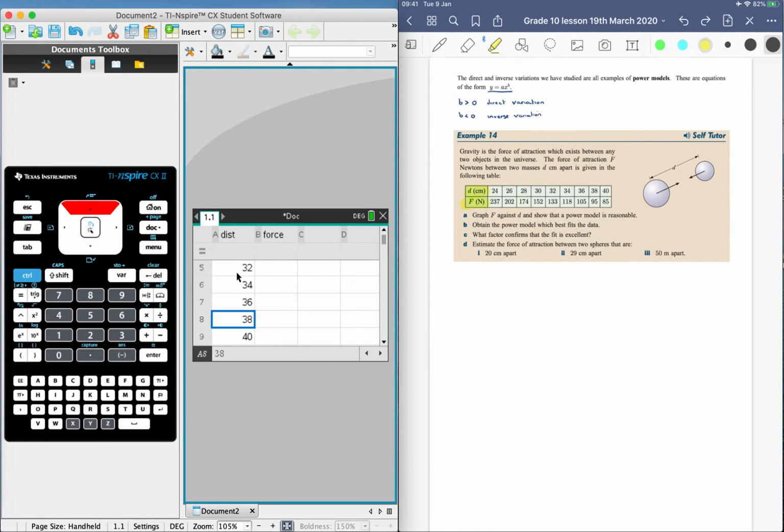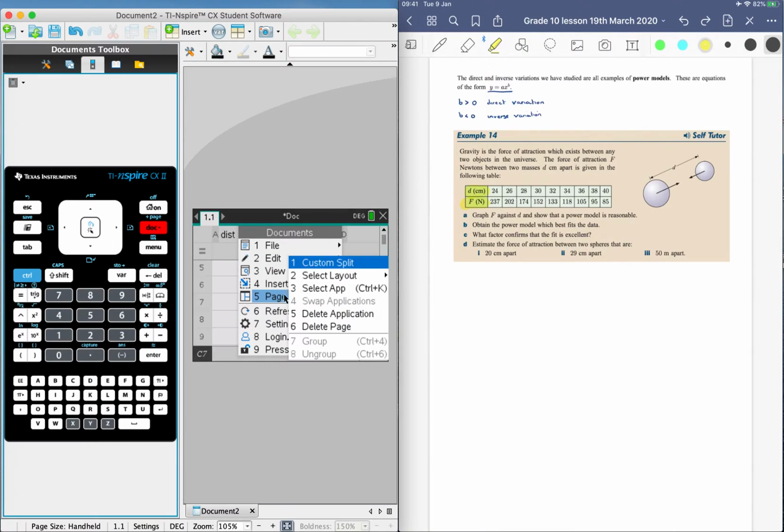Okay, let's just double check what we've got on the other side then. I'm going to have to be a bit more careful on these. 237, 202, 174, 152, 133, 118, 105, 95, and 95. Okay.